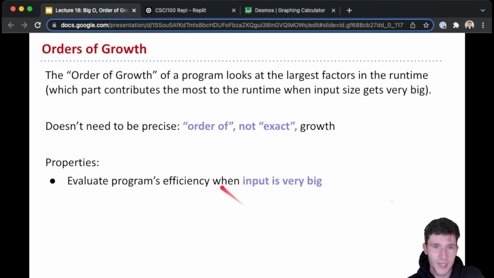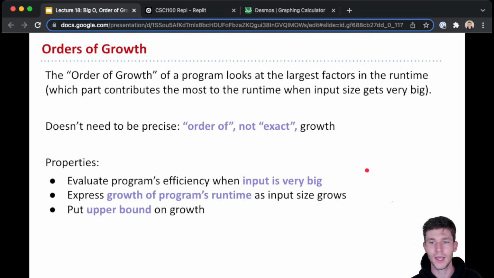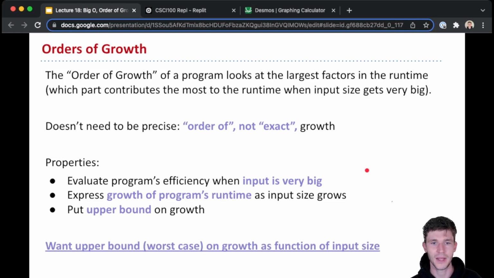And so this satisfies what we wanted, where we want to think about a program's efficiency when the input gets really big. We want to think about how that runtime grows as input size grows. And we get an upper bound on our growth, which is great. We're getting an upper bound on the growth of our function as a function of the input size.